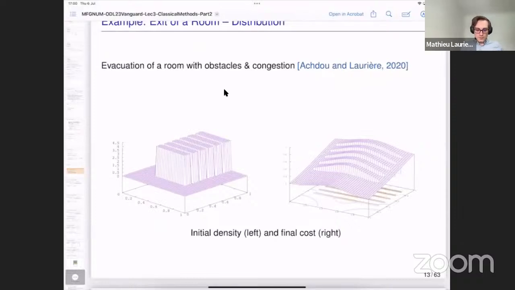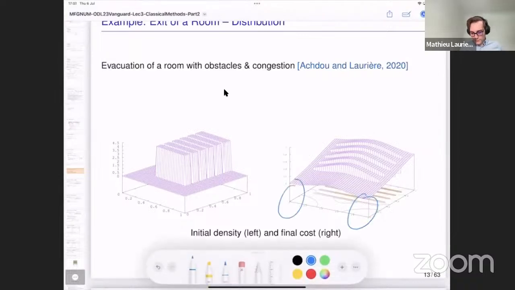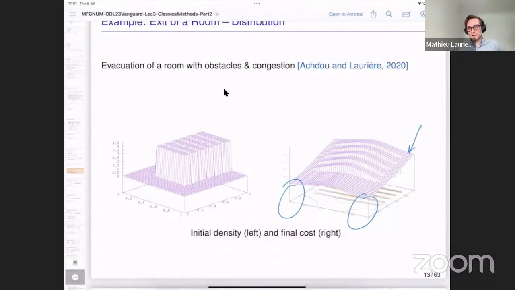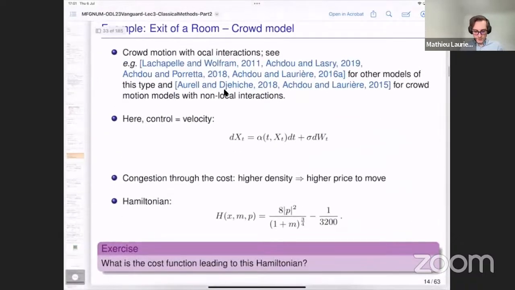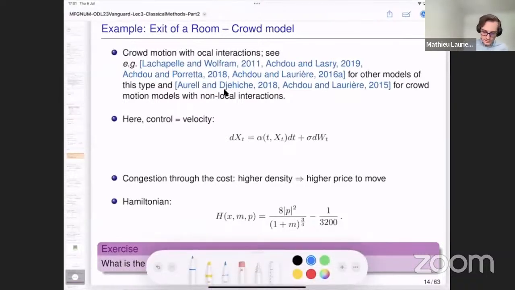So this is the initial condition on the left. You see the density split into several pieces, and the final cost on the right. The final cost is smaller, in fact it is 0 towards the exit. But if you are at the back of the room, the cost is expensive. So your goal is to not be at the back of the room at terminal time. And we fix a time horizon in this model. So here it will be a crowd motion example with local interactions.